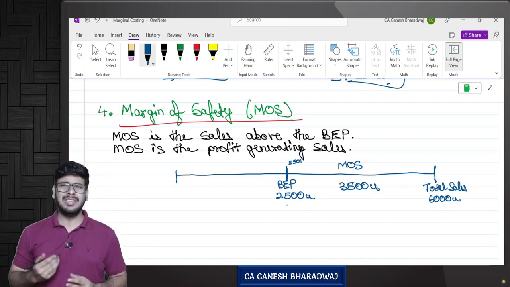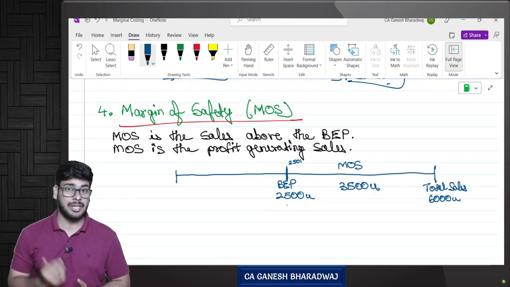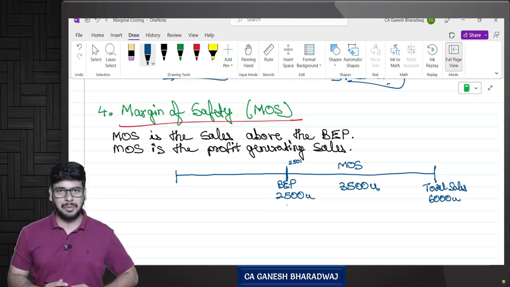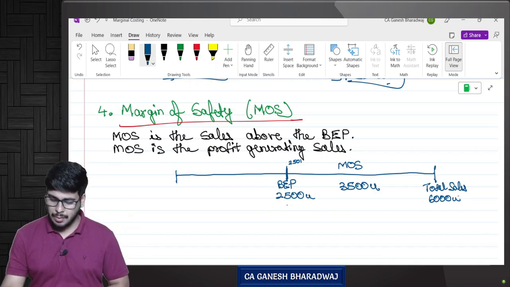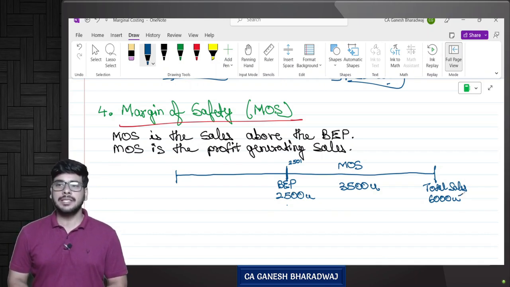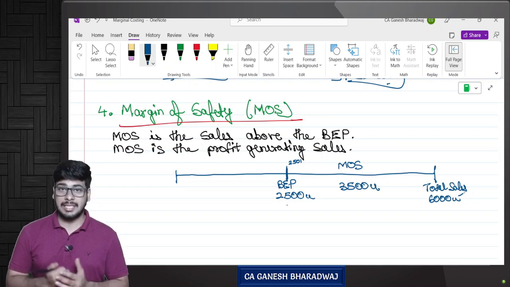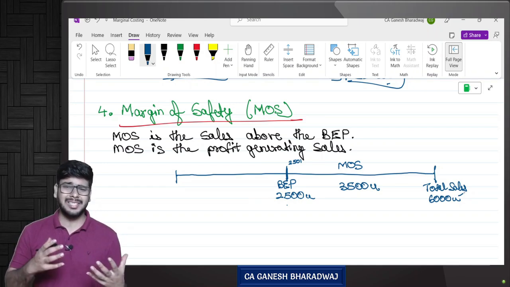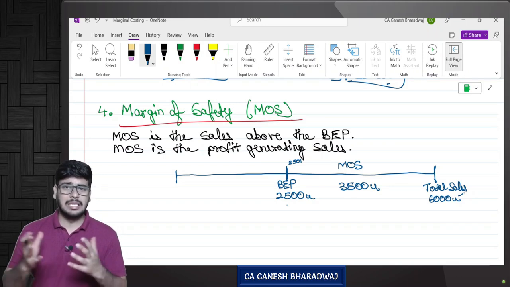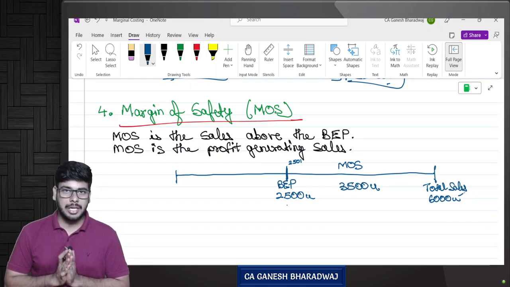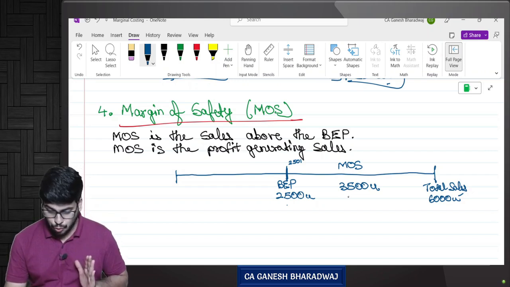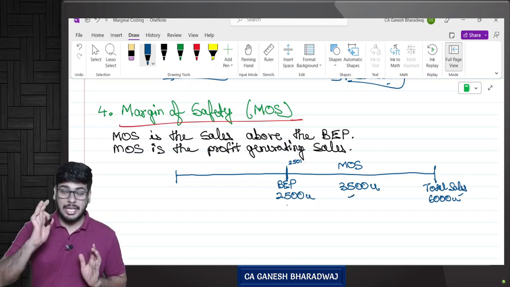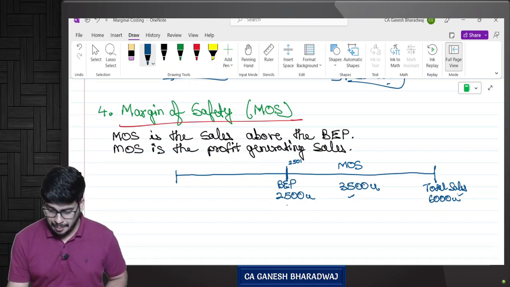Yes. Sir, why this word, margin of safety? You might be having a doubt. Very simple. Just imagine you are the MD of a company. Currently you are selling 6,000 units. Next month, let us say you see that it is a dull season for you. The market is going to fall. Immediately what you will see is, look, currently I have a safety cushion of 3,500 units. Or in other words, currently I'm operating at how much?